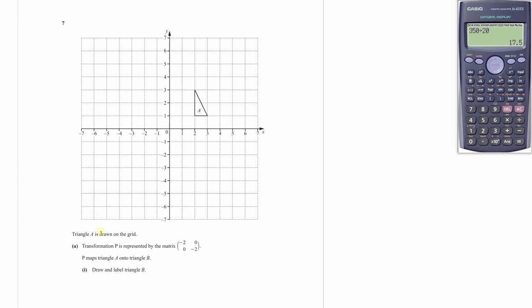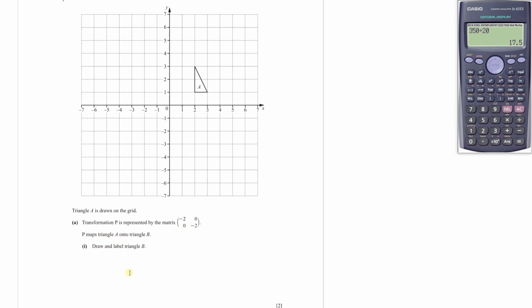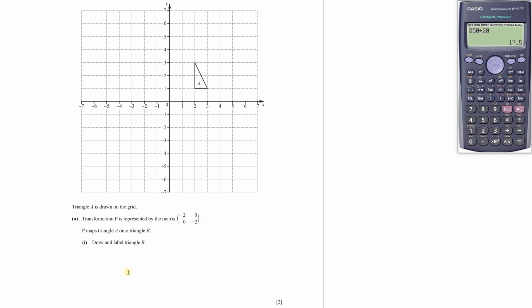Question 7 is triangle A is drawn on the grid. Transformation P is represented by this matrix. P maps triangle A onto triangle B. Draw and label triangle B. So that means if we multiply this matrix, transformation matrix P, with the coordinates of this triangle A, we should get the coordinates of triangle B.